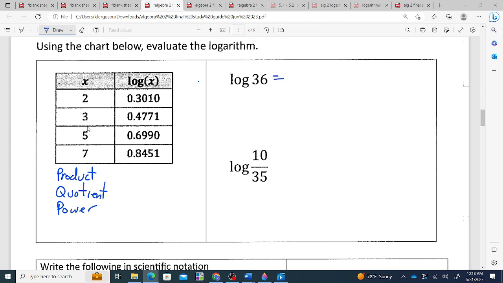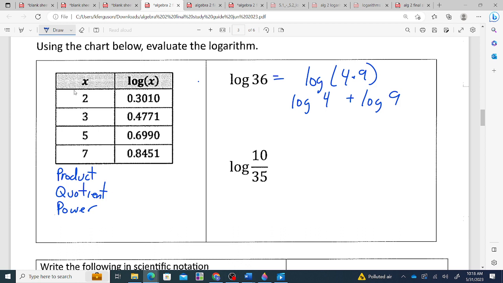I've got 2, 3, 5, and 7. So that's my clue that I need to change these to multiples of 2 or multiples of 3. So 36 is 4 times 9. Now the product rule says I can change that to the log of 4 plus the log of 9. That's the product rule.